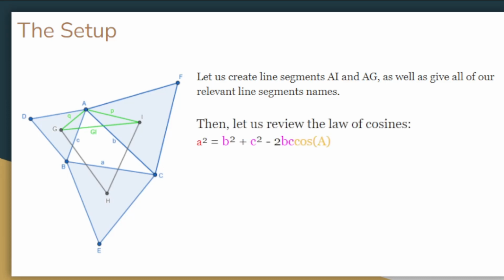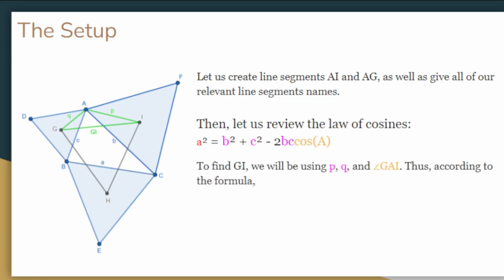Then, let's review the law of cosines. A squared equals B squared plus C squared minus 2 times B times C times the cosine of angle A. This translates into what we are looking for, line GI. It will translate to where line GI squared equals P squared plus Q squared minus 2PQ cosine angle GAI.